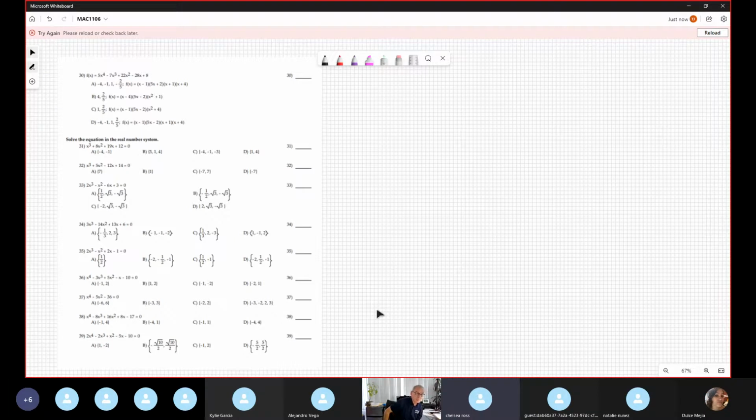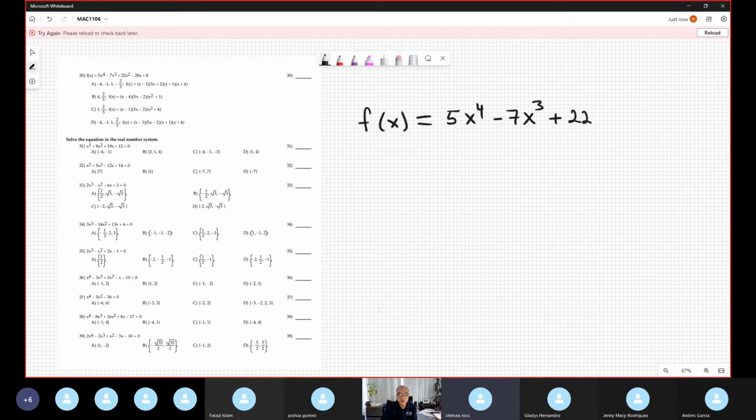I am totally lost. I don't understand anything at the beginning. Okay, but I know I need to do somehow the factorization for this polynomial. Okay, it's 5x to the 4th power, degree 4, minus 7x to the cubic power plus 22x to the second power minus 28x.